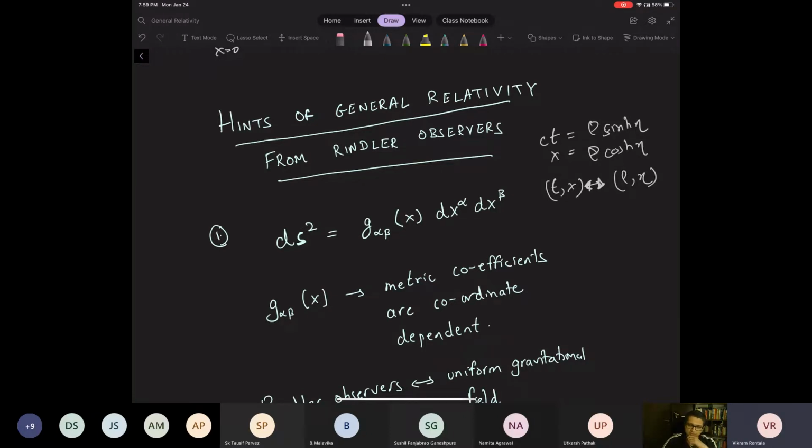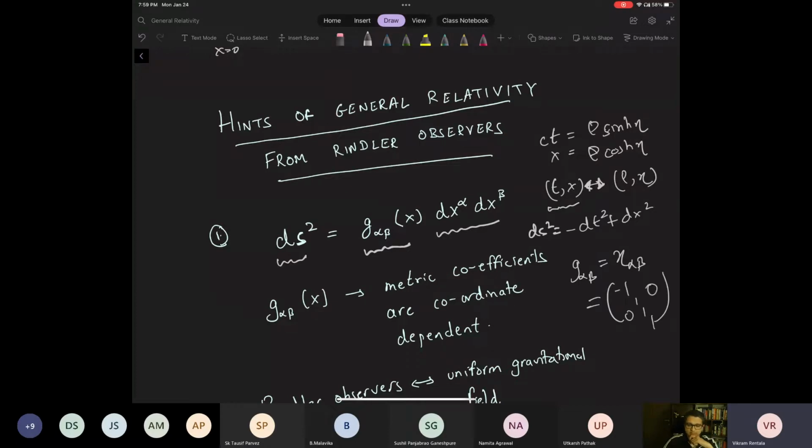Within that Rindler wedge, we saw that you can write the line element, that is the space-time interval ds squared, in terms of some kind of metric, g alpha beta times dx alpha dx beta. In inertial reference frames, ds squared is always minus dt squared plus dx squared plus dy squared plus dz squared. That is your metric g alpha beta, what we call the flat space or Minkowski metric: minus 1, 1, 1 with zeros everywhere else.